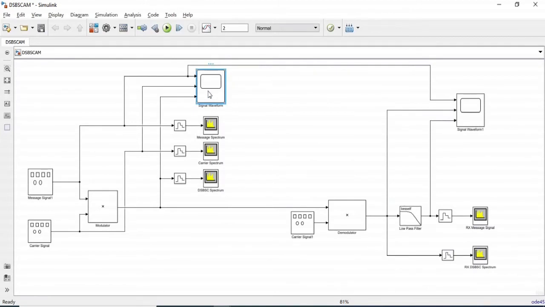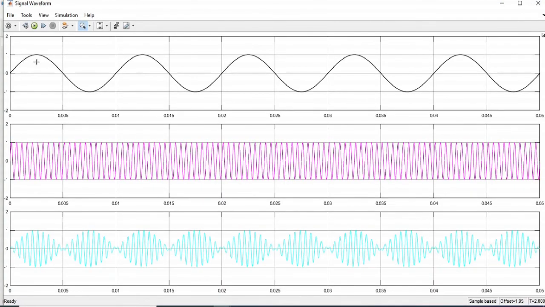So in this scope, the first feed is of the message signal, the second feed is of the carrier signal, and the third feed is the modulated signal. So let us visualize the time domain plots. So this is our message signal, this is our carrier signal, and on the lower side we have the double sideband suppressed carrier modulated signal, or in other words, modulating signal, carrier signal, and modulated signal.